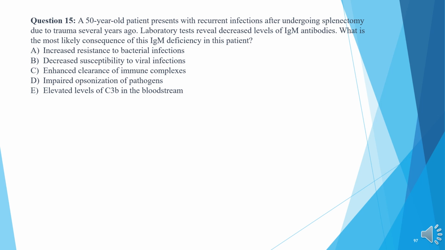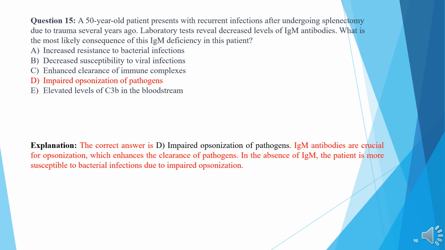C. Enhanced clearance of immune complexes. D. Impaired opsonization of pathogens. E. Elevated levels of C3b in the bloodstream. The correct answer is D. Impaired opsonization of pathogens. IgM antibodies are crucial for opsonization, which enhances the clearance of pathogens. In the absence of IgM, the patient is more susceptible to bacterial infections due to impaired opsonization. Choice E is not correct because it should be decreased levels of C3b in the bloodstream, not elevated.